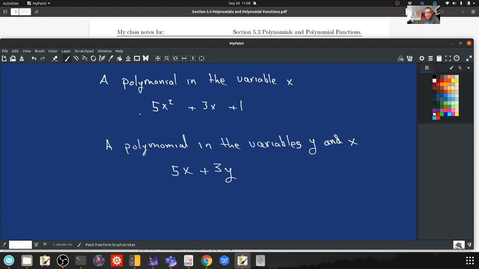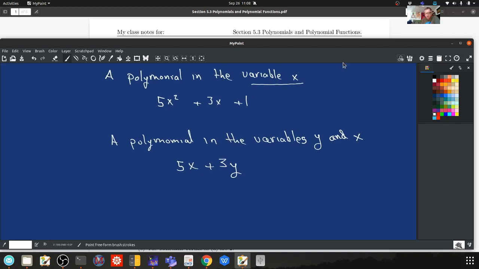So there are an infinite number of polynomials, and here is a polynomial in the variable x. Notice that it is a sum, and there's a constant term 1 that never changes. 3 times x, that's a variable term. That means its value depends upon the value of x. And 5x squared, again, x squared is a variable, and 5 times that variable, we can't know its value, so it's another variable term. So this is a polynomial in the variable x.